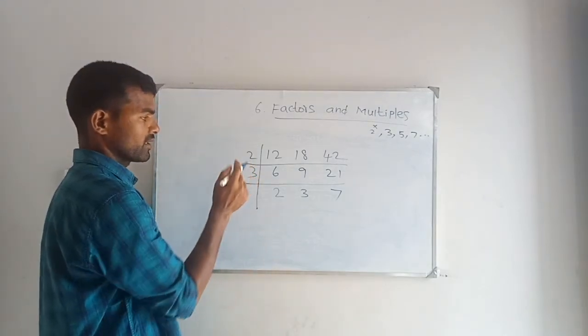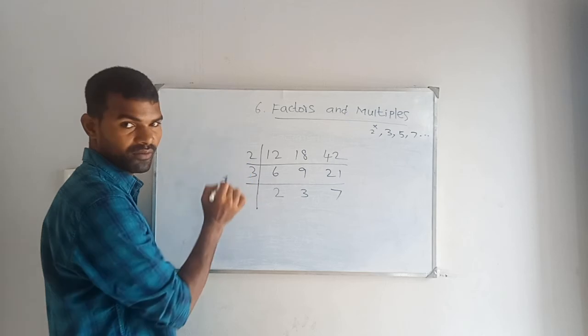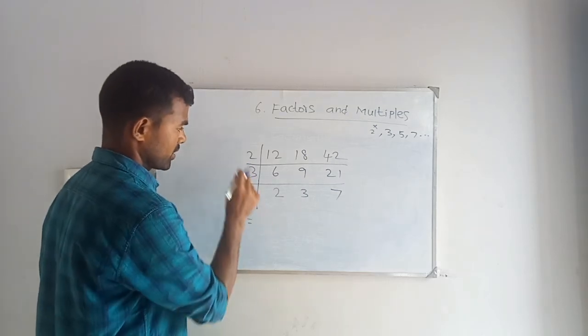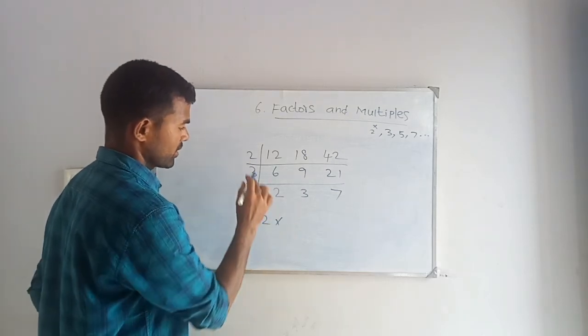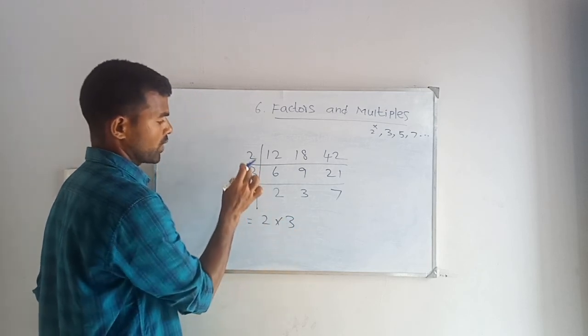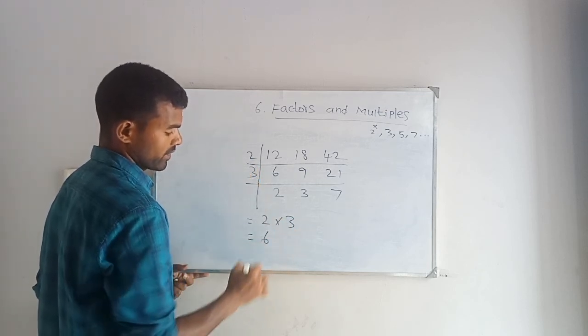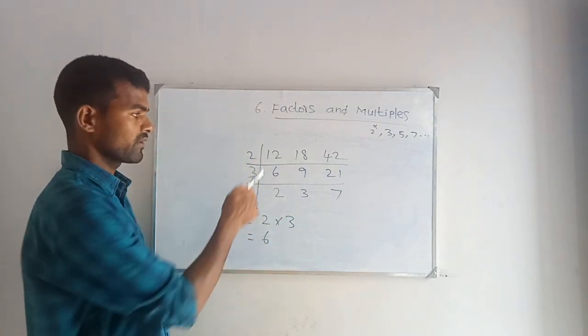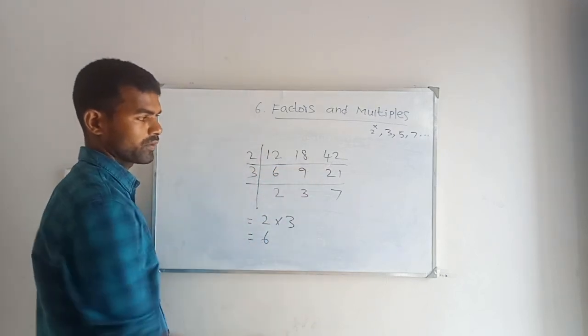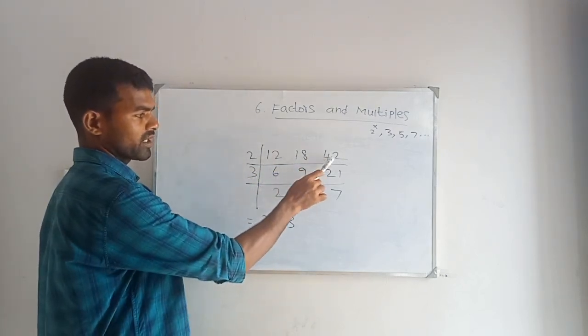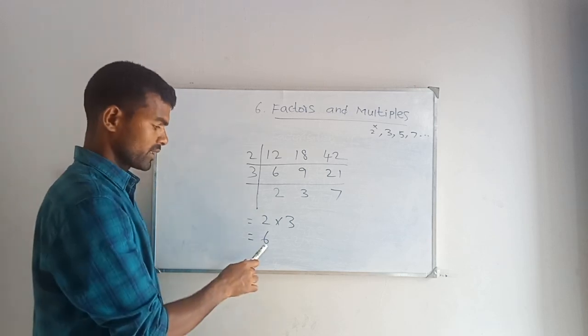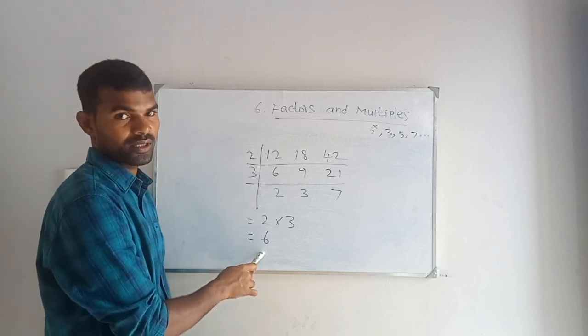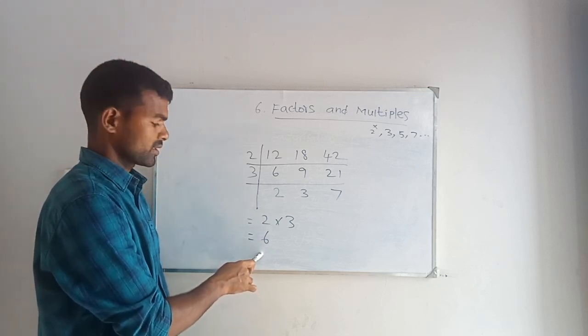So what are the common divisors? 2 and 3 only. Yes, no? That means this 2 and this 3. 2 and 3 multiplied is how much? 6. 6 is the HCF of 12, 18, 42. For 12, 18, 42, what is the HCF? 6. Like this only we have to find it.